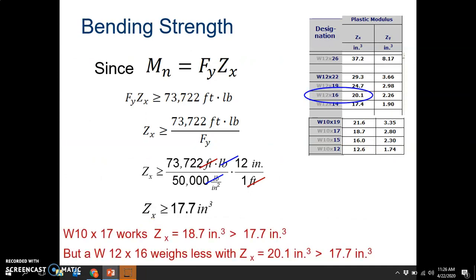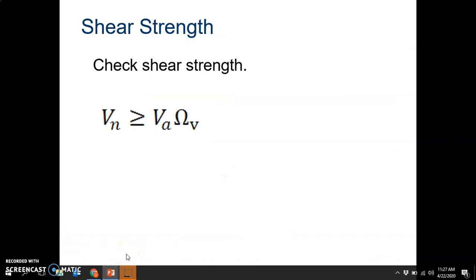And this is just showing you the same thing. Again, W10 by 17 works, but a W12 by 16 weighs less because it's the second number that dictates how much it'll cost, not the first number. So now that I have the member, we're done with bending moment.